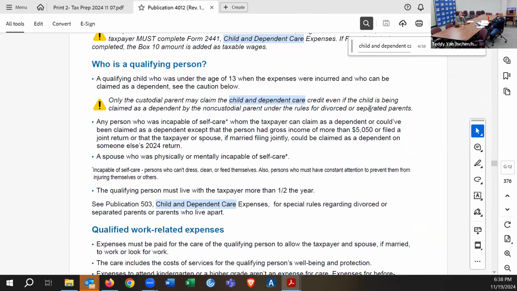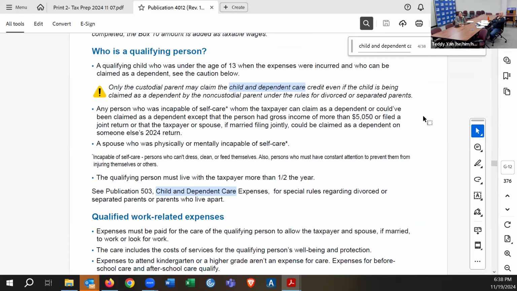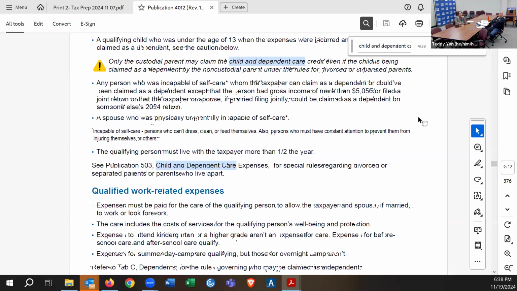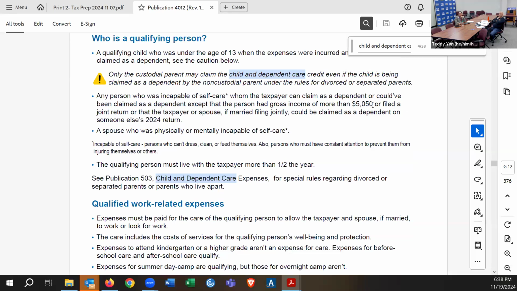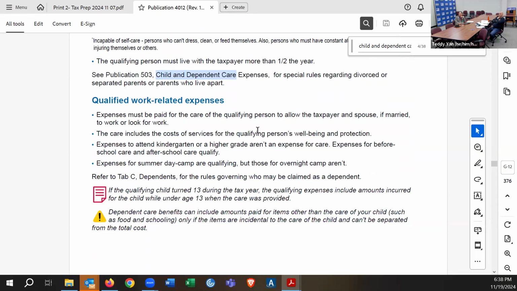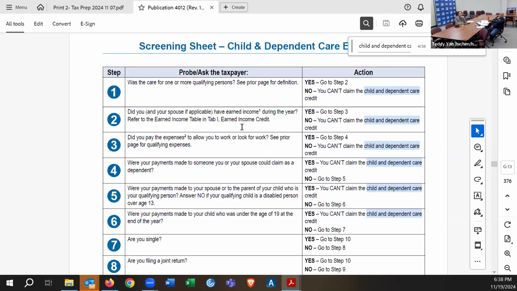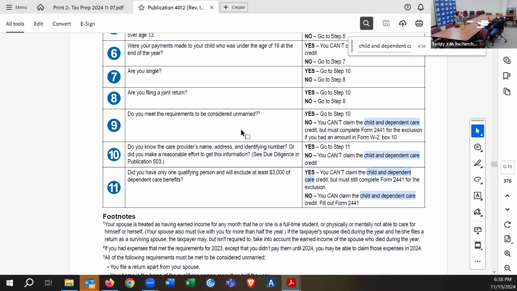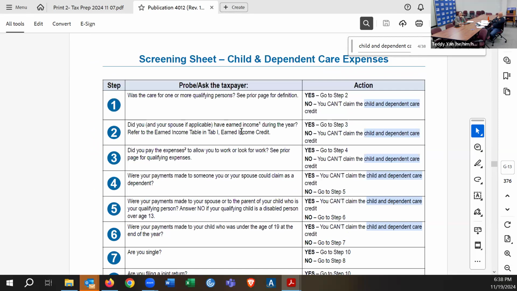Qualifying person. All the same things. They have added an additional warning. 50/50. Yep, 50/50. So this is now updated properly. Yep, qualifying work-related expenses still are the same, and the questions are still the same. Okay.